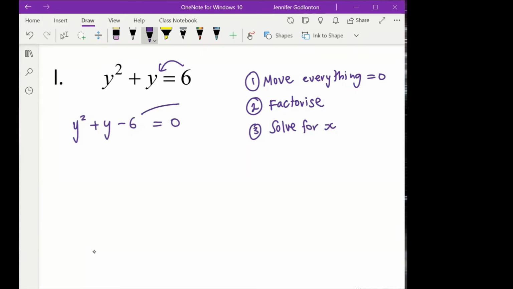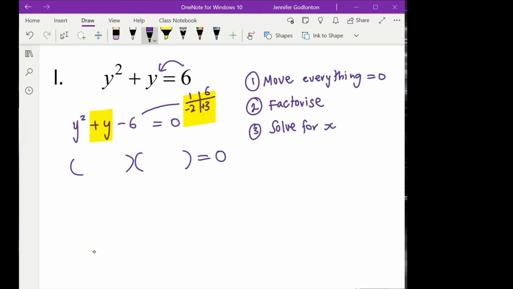Okay, so are you working with your factors of 6 here? Yes. Okay, so I've got 1 and 6 and I've got 2 and 3. Which one of those factor pairs is going to give me positive 1? Positive 1 is going to be plus 3y, so it's going to be plus 3 and then minus 2. Yes. Okay, so what am I going to write in my brackets over here?